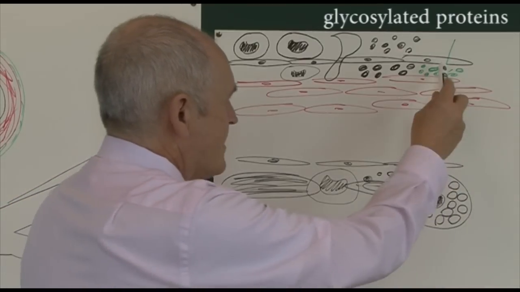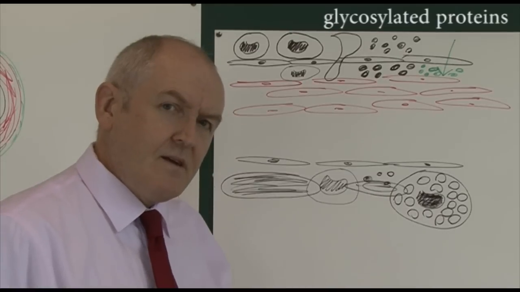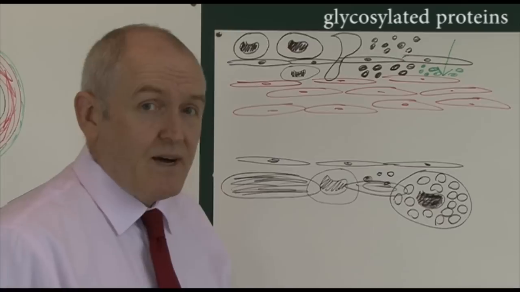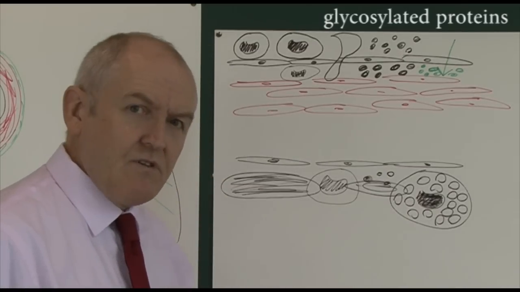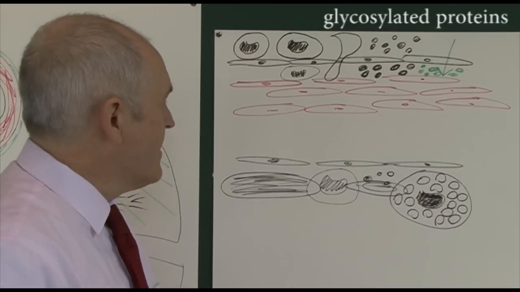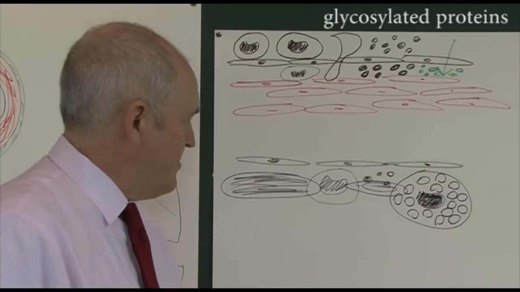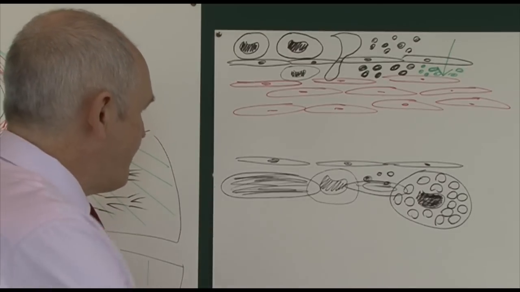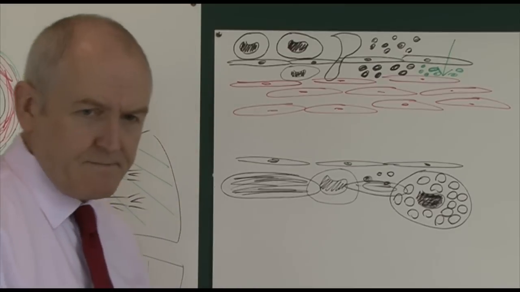And because the glycosylated proteins in the LDLs are foreign, initiating an immune reaction, there's inflammation. So it's quite fair to say that atherosclerosis is an inflammatory process. Inflammatory cells are coming into the area and accumulating in the area. And as we've seen here, we're starting to get pools of lipids forming.